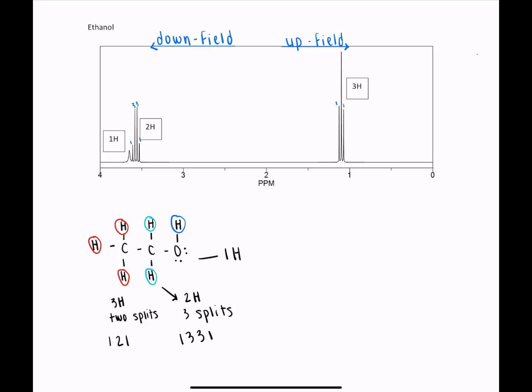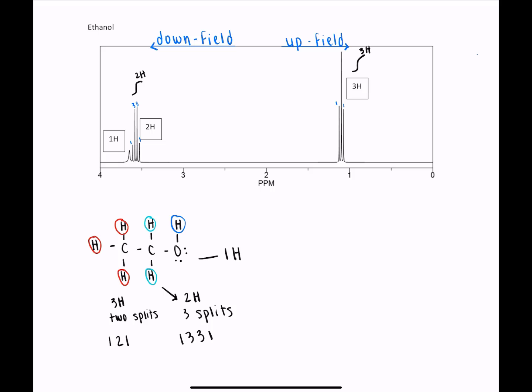Also, we have our integrated area, which corresponds to the 3 hydrogen right here, and our 2 hydrogen right here. And this integration area corresponds to the area underneath the NMR peaks.